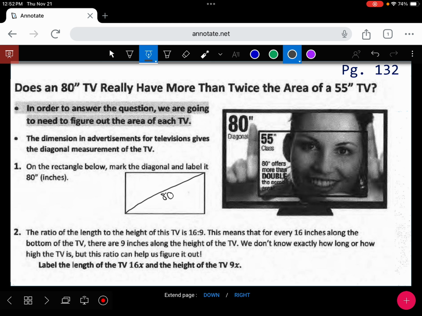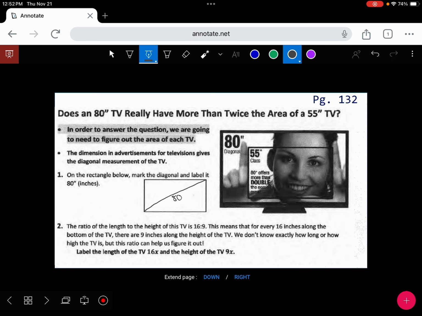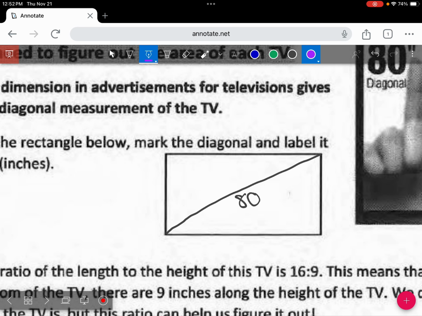So if we want to know what the area is of the TV, what lengths do we need to know? Yeah, we need to know the height, we need to know the width. So I want to find out this guy, and I want to find out that guy.